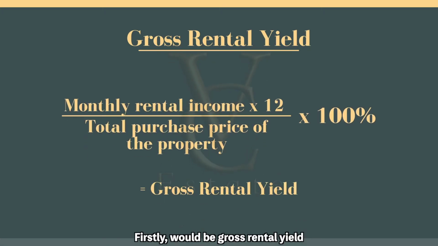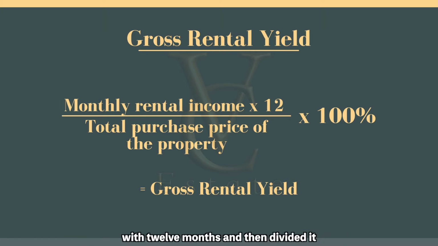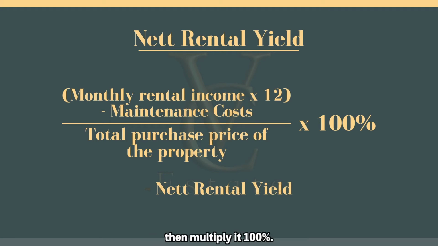Firstly would be gross rental yield. Take your monthly rental income from the property and multiply it by 12 months, then divide it by the total purchase price of the property. To get the percentage, multiply it by 100%. Secondly would be the net rental yield. Take your monthly rental income from the property, multiply it by 12 months, then deduct your maintenance costs and all the other costs of the property. Only then divide it by your property price, then multiply by 100%.